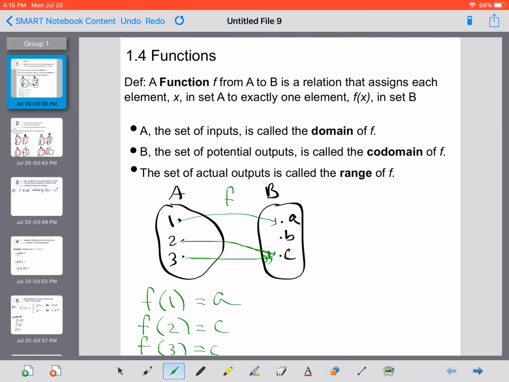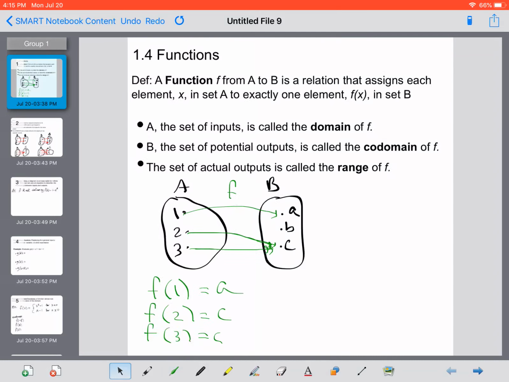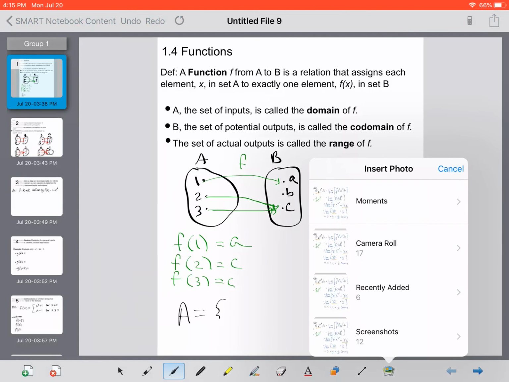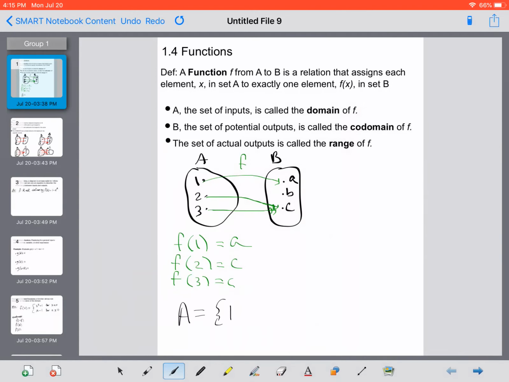Now what is the domain of this function? What is the range and what is the codomain? Well, the domain and the codomain are often given to you, or you can determine them based on the context of the problem. But for us, we can see that the domain is given to you as the set capital A, and all it consists of is the elements 1, 2, and 3. That's the domain of f.